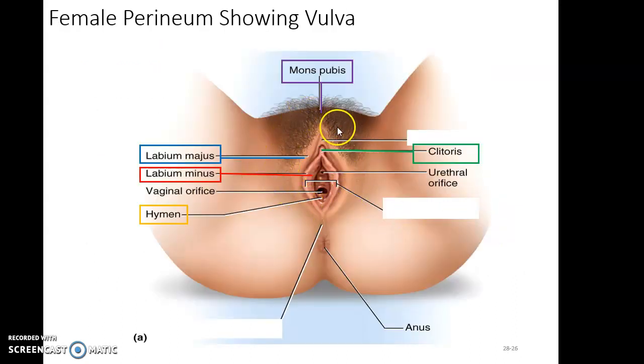So again, here is the female's external genitalia, mons pubis above the pubic symphysis. Here is the clitoris. You have labium minus is one, labia minora is both of them, the inner folds of skin. Here's the vaginal orifice, here's the urethral orifice. There may be a hymen partially covering the vaginal orifice. And then, of course, on the outside is the labium majus for one side, or labia majora for both, the folds of skin that are going to protect this structure.